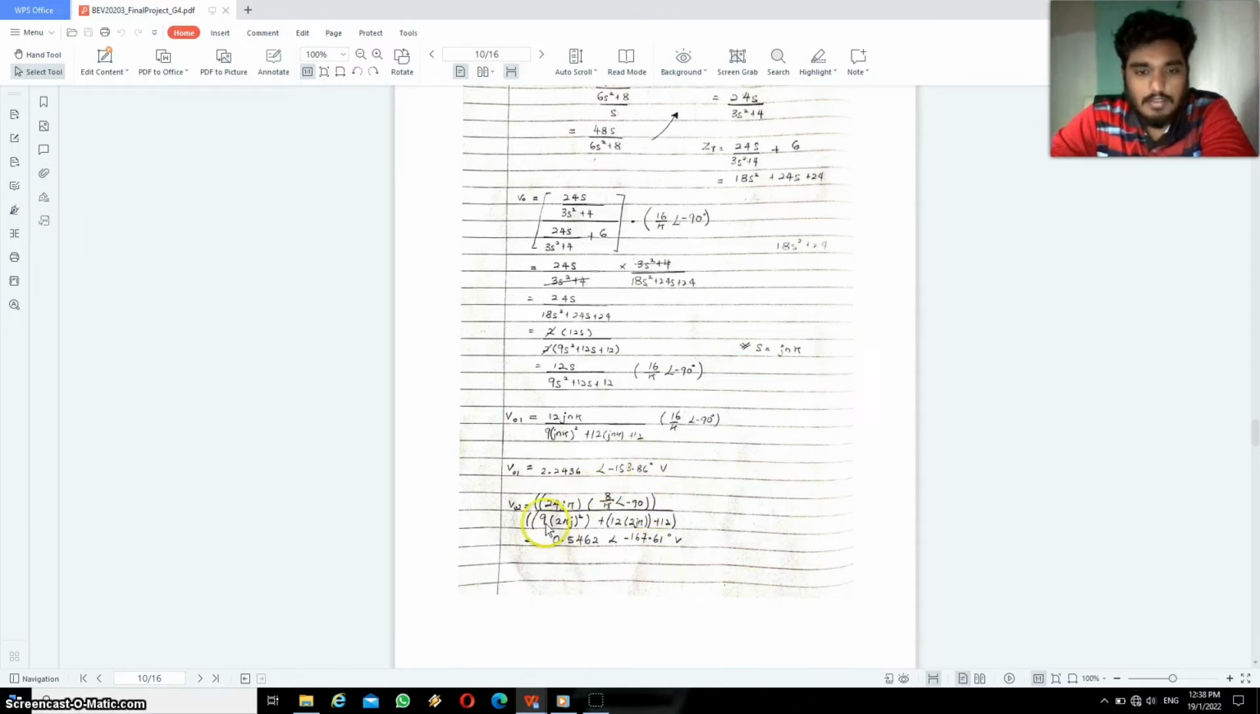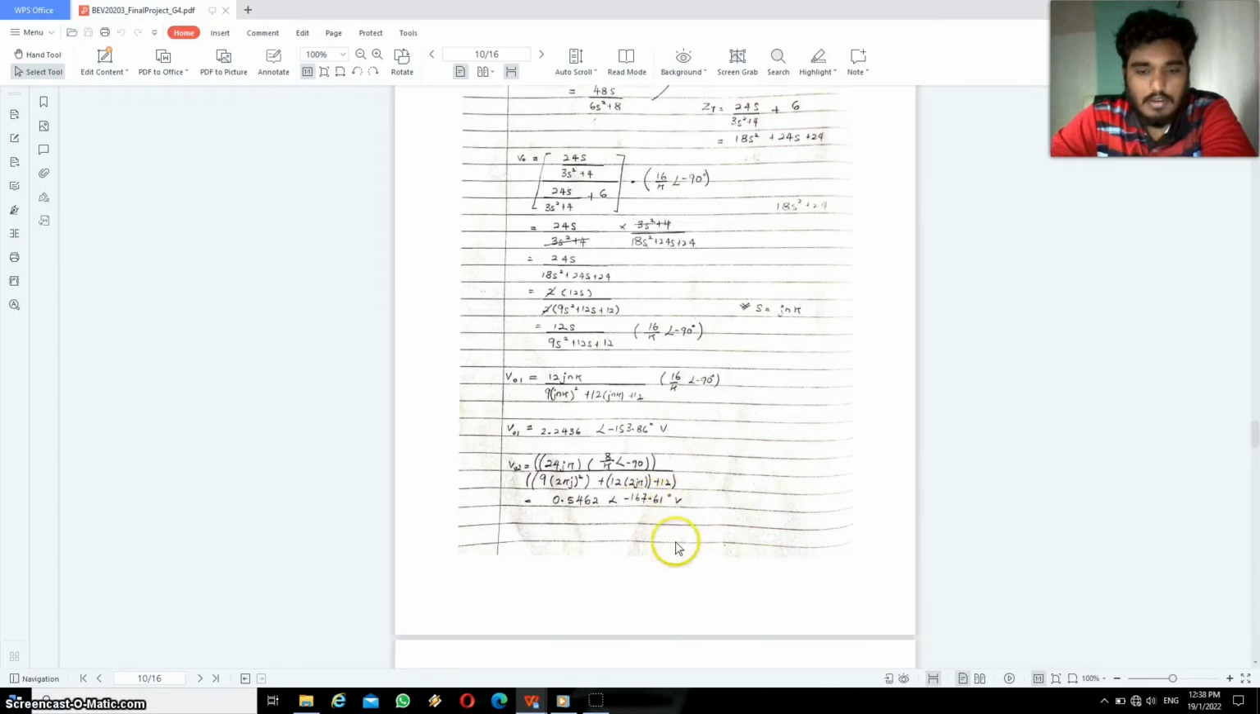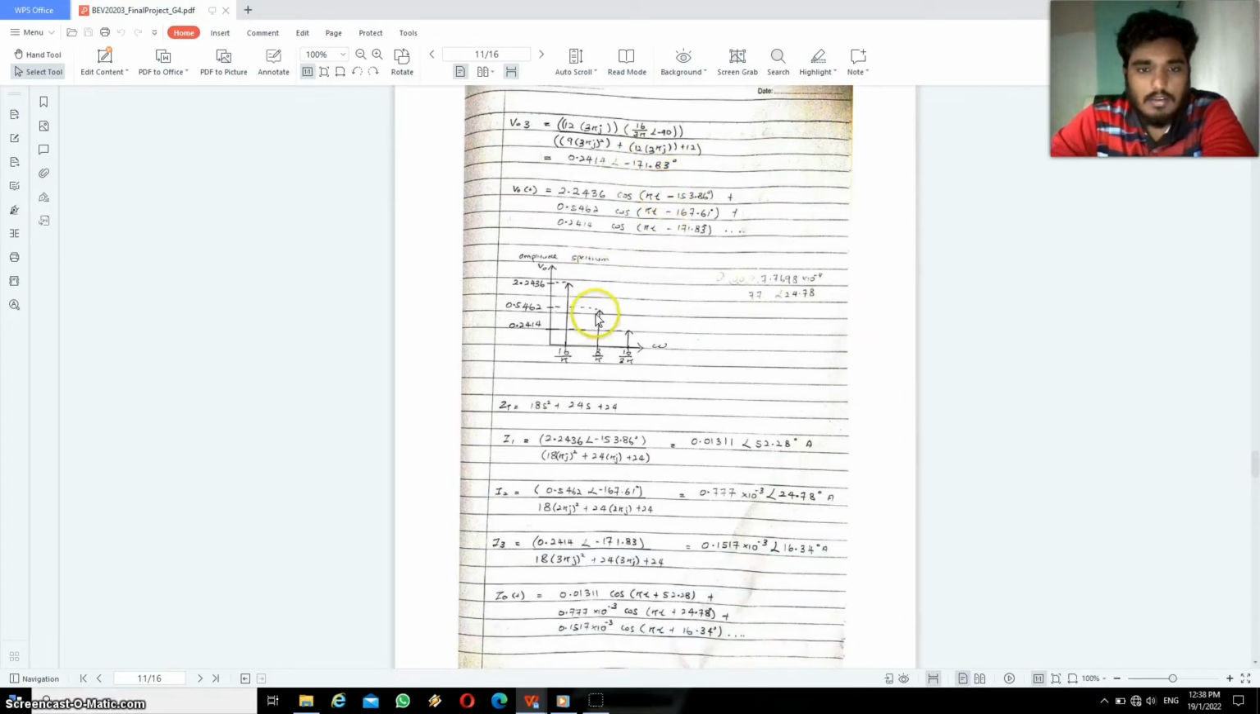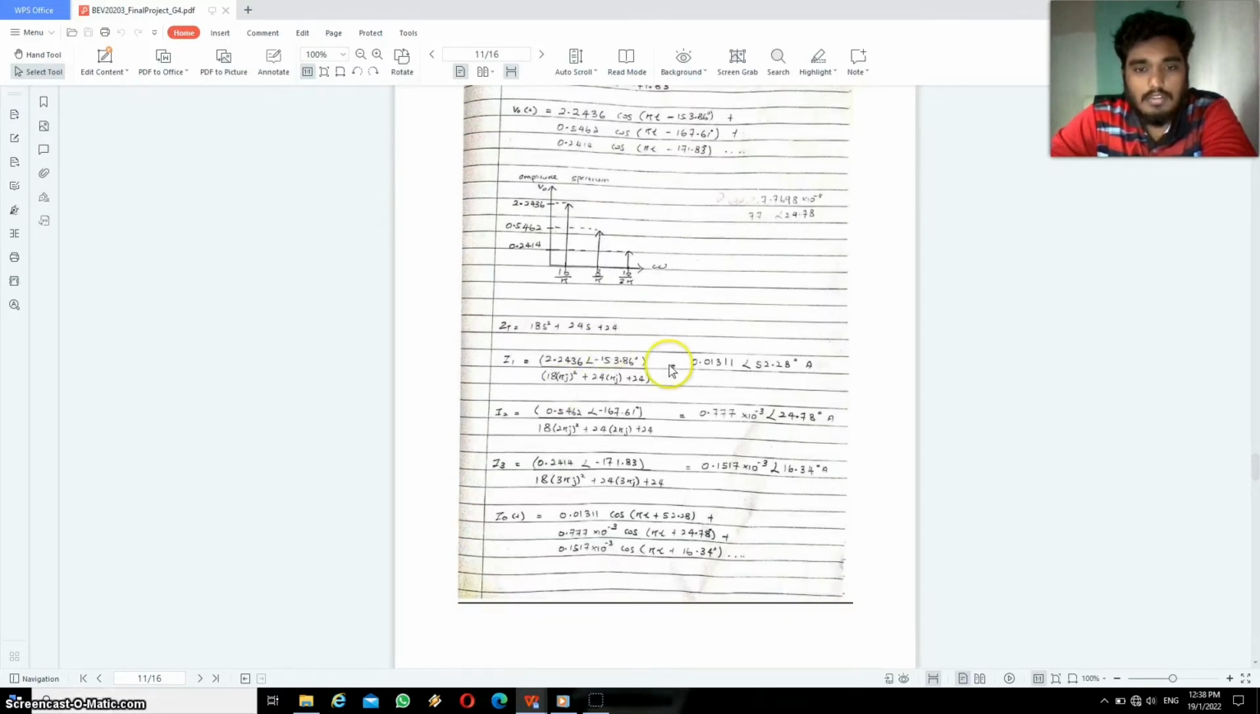And then we find the same thing for VR2. We will get 0.5462 angle negative 167.61 volts. And then for VR3, we will get 0.2414 angle negative 171.83 volts. And then after we combine it, we can make an amplitude spectra. And then after that, we need to find the current.